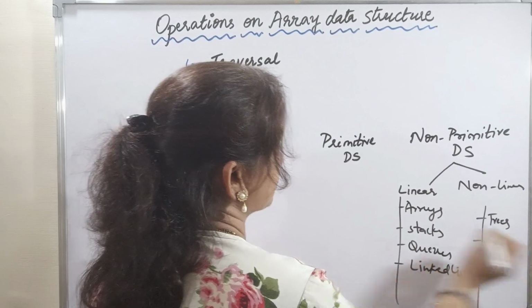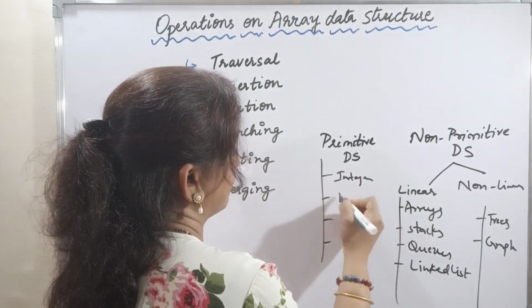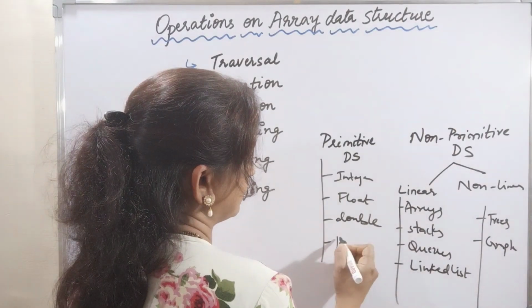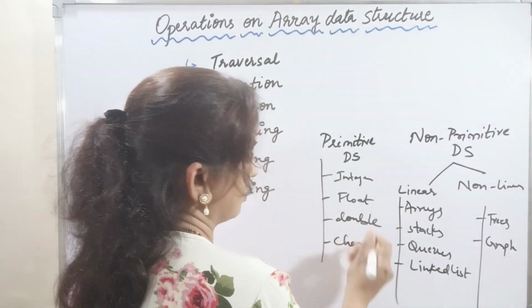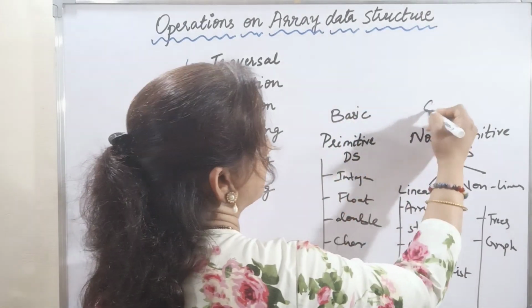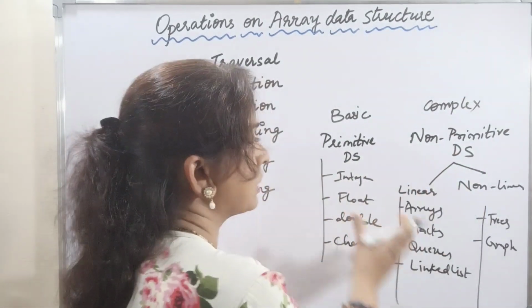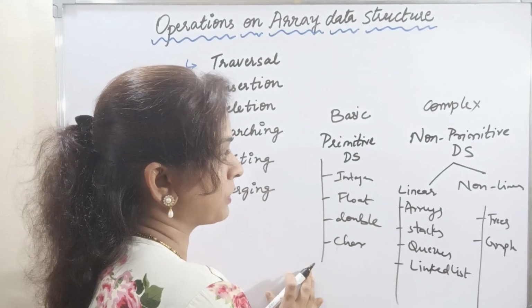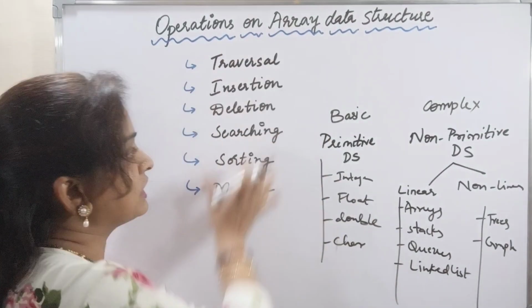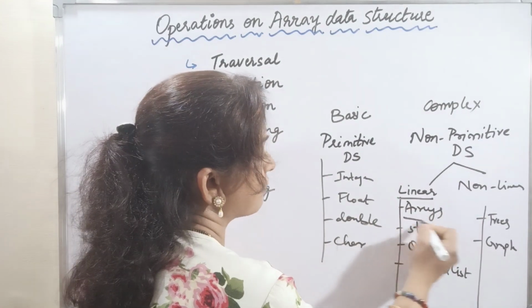All these things we have discussed already. And in primitive we have all the fundamental types: integer, float, double, and the character data type. All these are primitive. Primitive means basic data type and non-primitive means complex data type. Under complex data types, we discussed the primitive data structure operations and also the non-primitive data structure operations. Under non-primitive we have linear, and under linear we are discussing arrays.